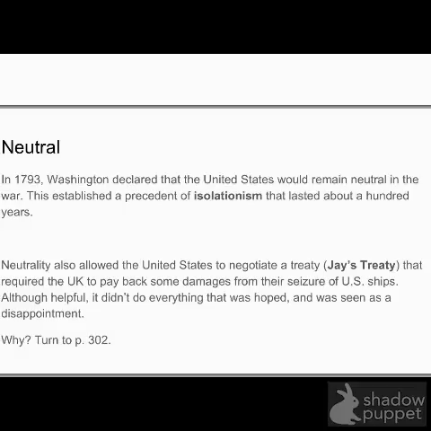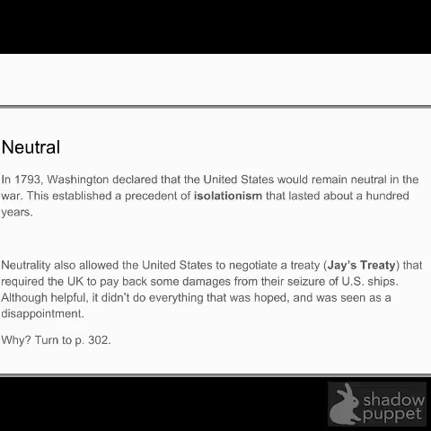The United States was being attacked by English ships. They were seizing goods, imprisoning soldiers. This led to the War of 1812. So even as far back as 1793, we're seeing the root causes of the War of 1812. Jay's Treaty was considered a failure because the UK decided not to pay back a lot of the damages that were incurred. So it's another challenge to Washington's strength as president.